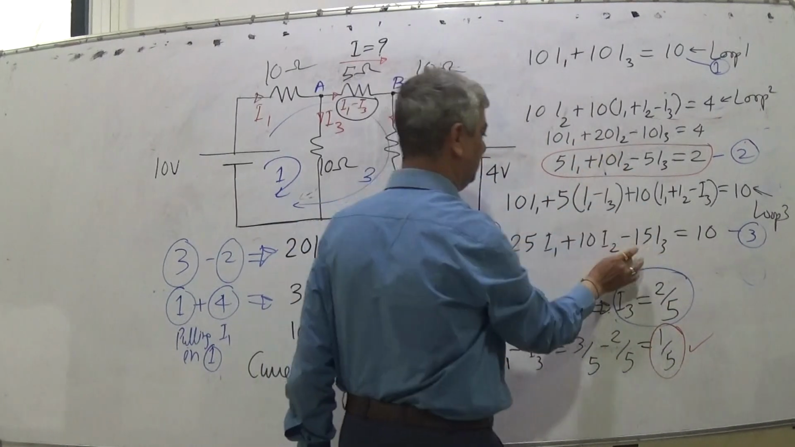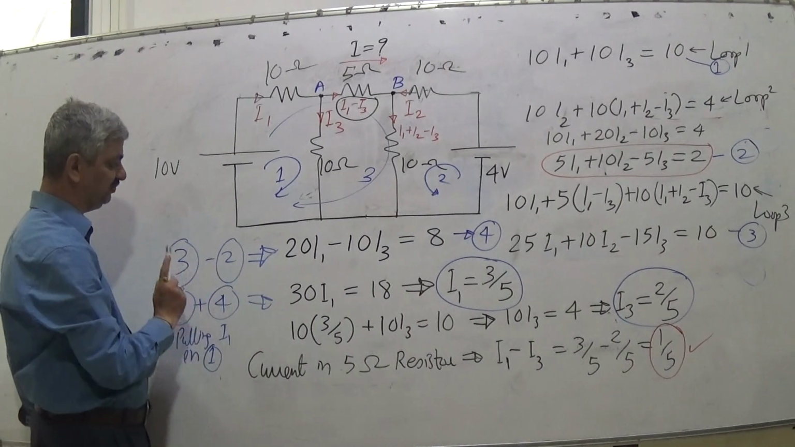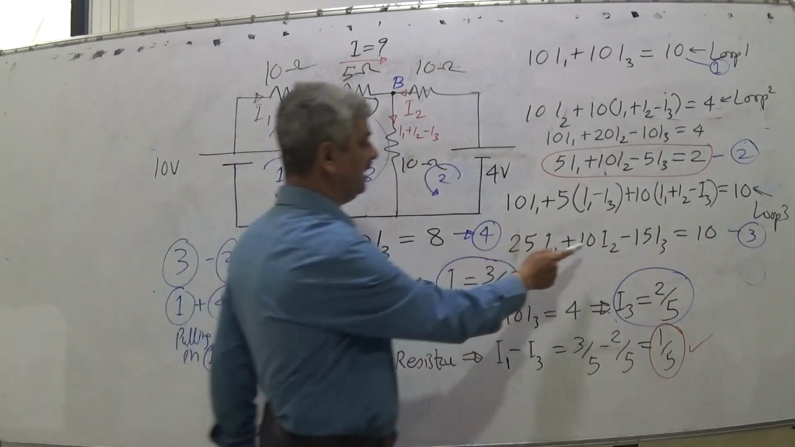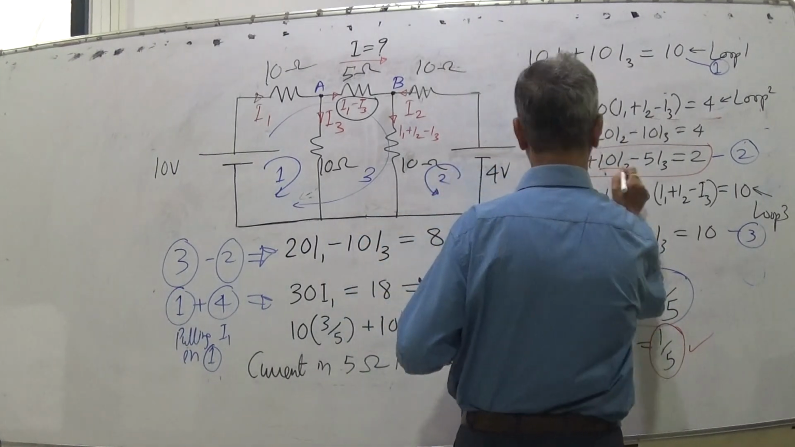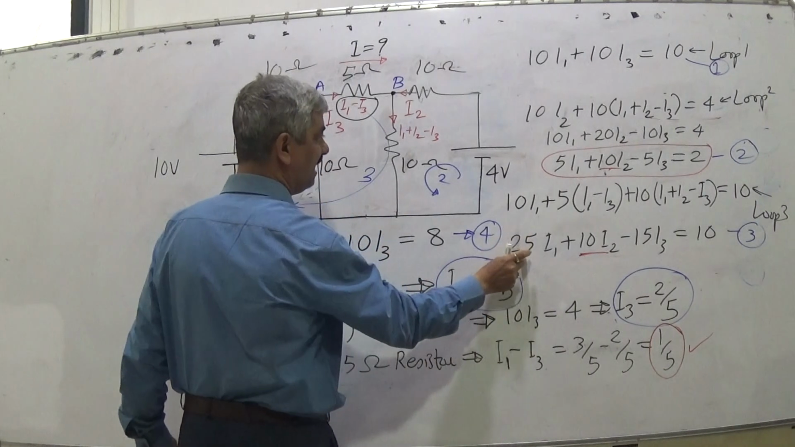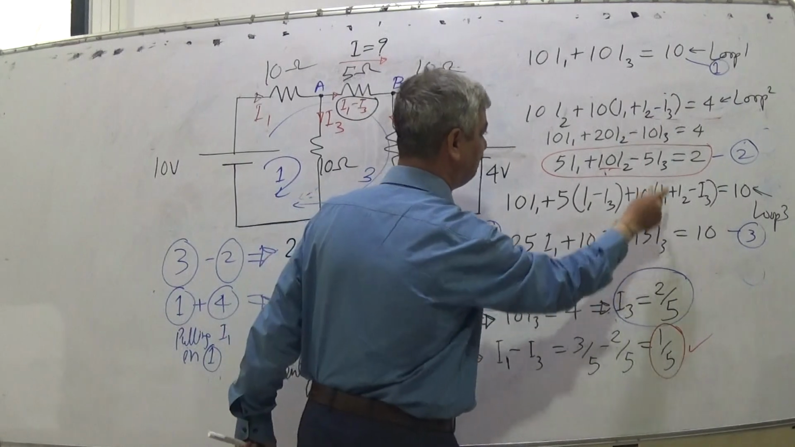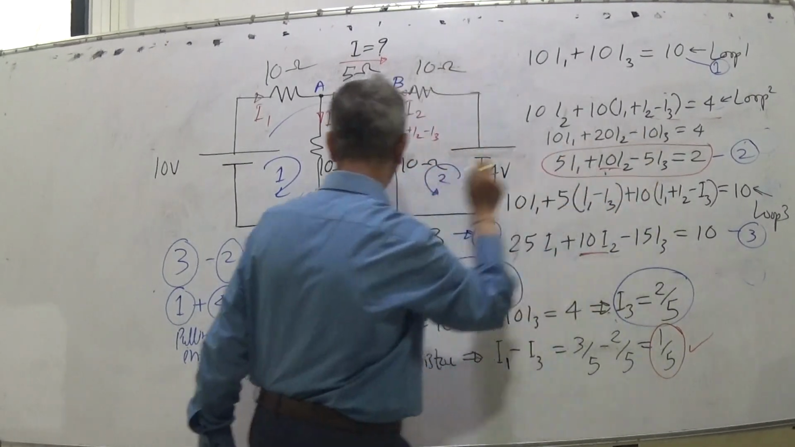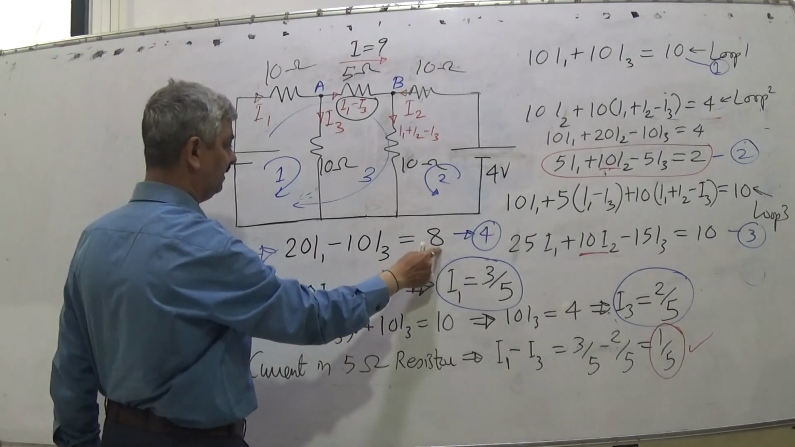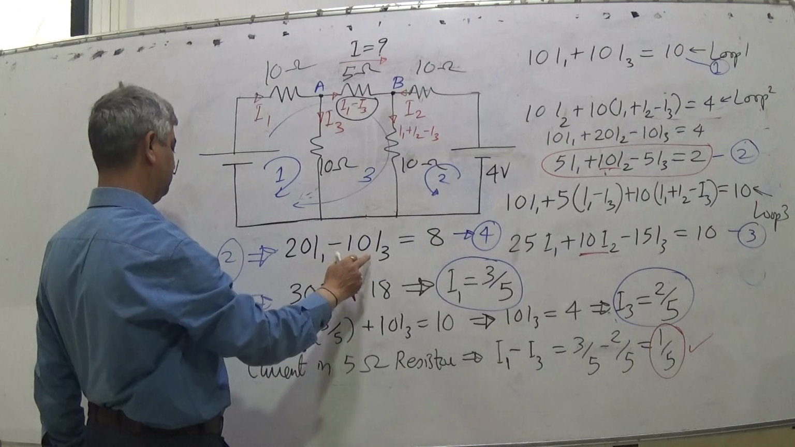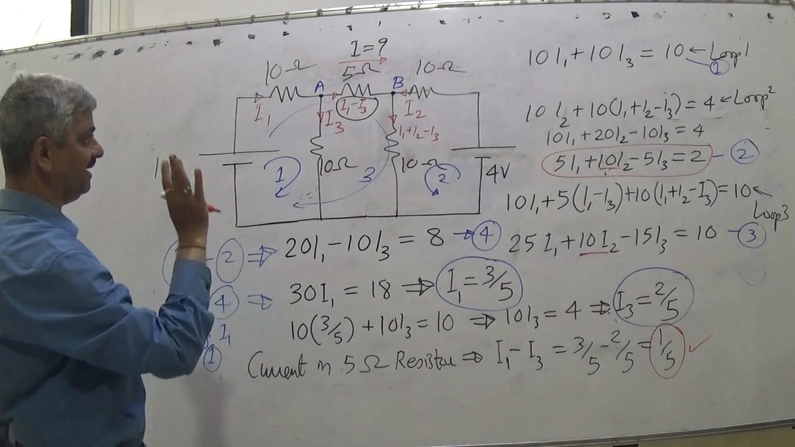So equation 2, equation 3, then subtracting equation 2 from equation 3. 3 minus 2 will eliminate I2 automatically. So what do I get? 3 minus 2 is 25 I1 minus 5 I1, 20 I1. I2 got eliminated, minus 15 I3, minus that is plus 5, that is minus 10 I3. 20 I1 minus 10 I3 equal to 8. So this is equation 4, which I kept as it is.